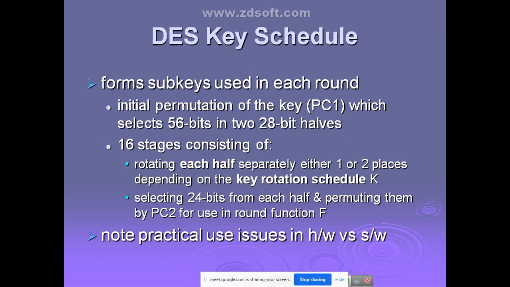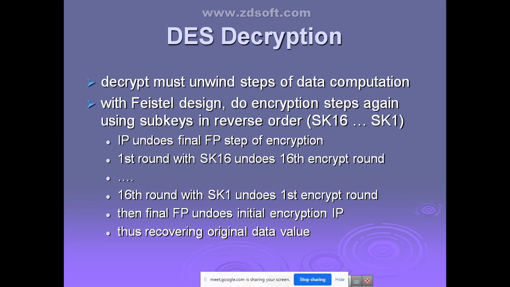Yes, and how it is going to generate the key, that is also written. See, a different key is used in each round. Initial permutation of the key selects the 56 bits, that will be divided into two halves of 28 bits, and that will be passed through the 16 rounds, that is 16 stages, consisting of rotating each half separately, rotating 28 bits on both the halves.